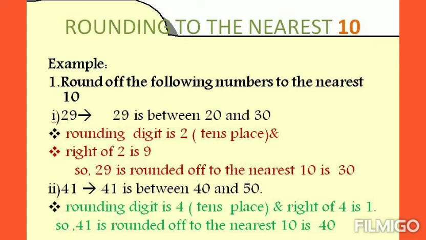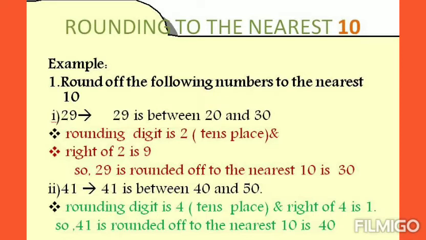Okay. What is the digit to the right of the rounding digit? It is 9. 9 is more than 5. So we should add 1 with the rounding digit. So it becomes 3. And then change all the digits to the right of the rounding digit as 0. Here, if we change that, we will get answer 30. So 29 rounded off to the nearest 10 is 30.